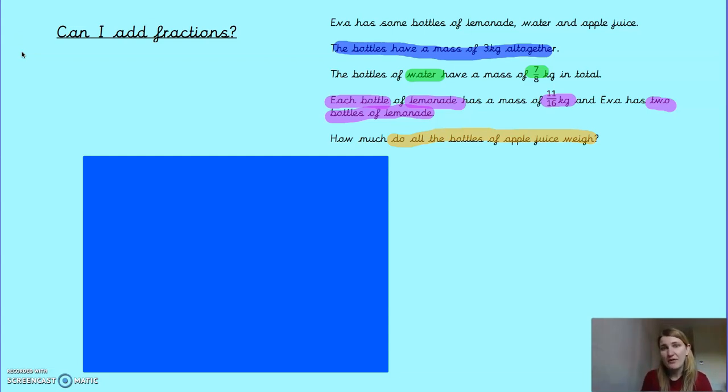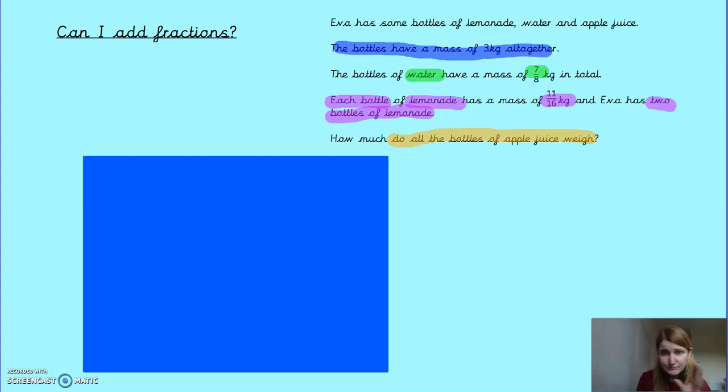So I've underlined kind of our numbers and what we've got of each of the water, the lemonade, and then what the question's actually asking us. Now, the question wants us to find out how much all of the bottles of apple juice weigh. But to do that, we're going to have to do a few steps before.